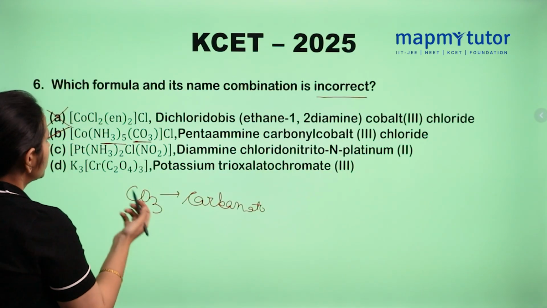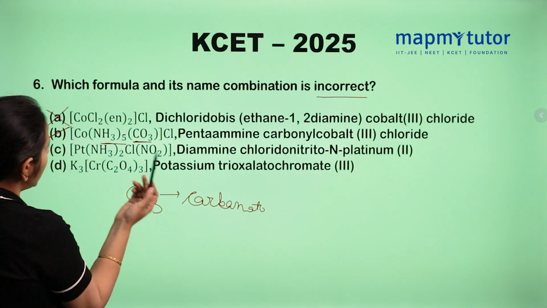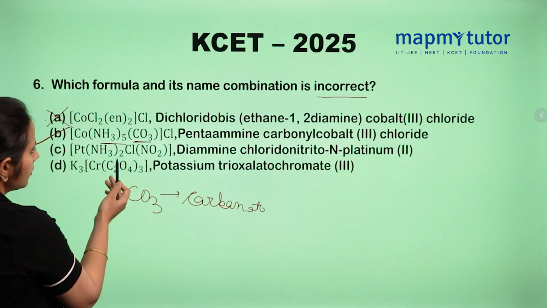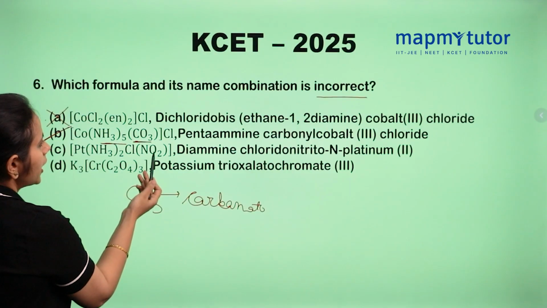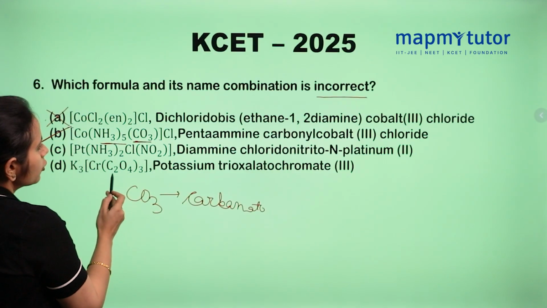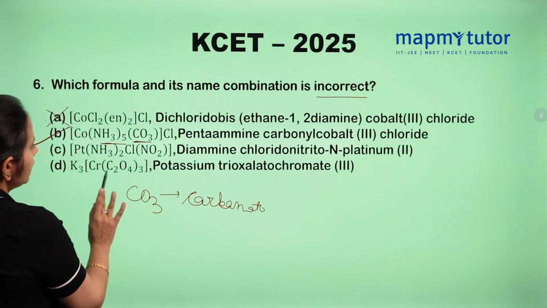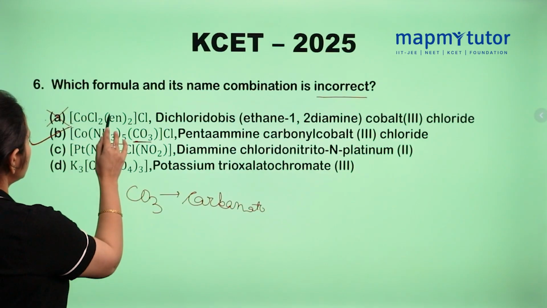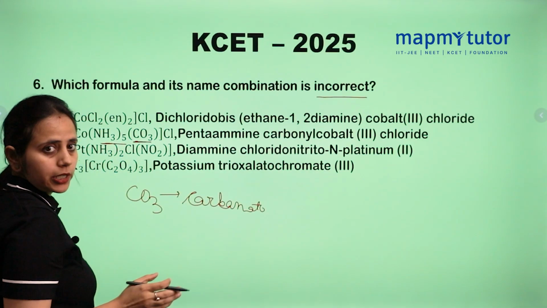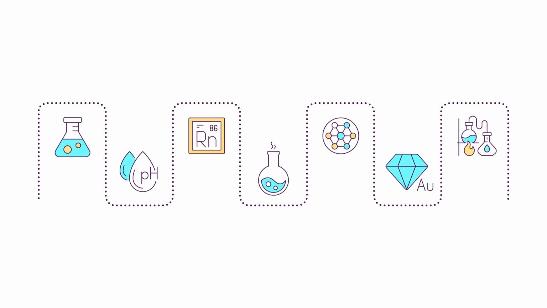For your general knowledge, we can see the other options as well. In this option, there are ligands like chlorine, nitro and amine, so we start with diammine, then chlorido, nitrito and platinum. This is right. For this, it is potassium trioxalatochromate(III). So these options are right and our answer is B, which is incorrect because carbonyl is not there. CO3 is known as carbonato.